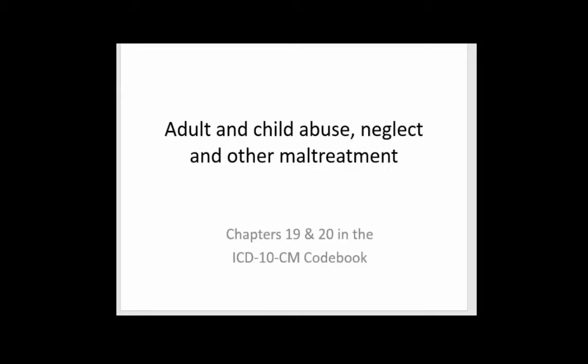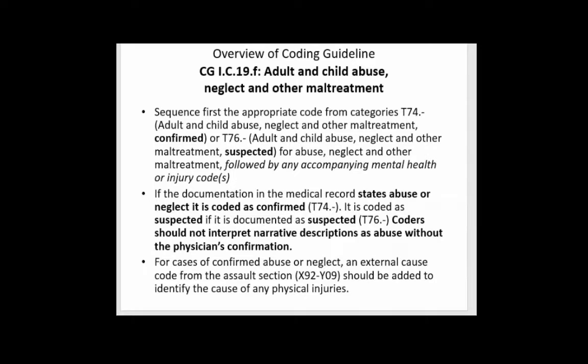Today we'll continue our discussion of Chapter 19's guidelines. These guidelines have to do with adult and child abuse, neglect, and other maltreatment. Some of them do require external cause codes, which are in Chapter 20, so we'll continue using both Chapters 19 and 20 in the ICD-10-CM codebook. The guideline we're looking at is 1C19F, Adult and Child Abuse, Neglect, and Other Maltreatment.